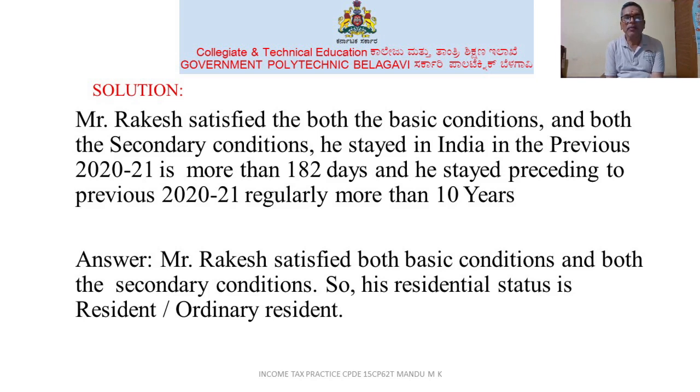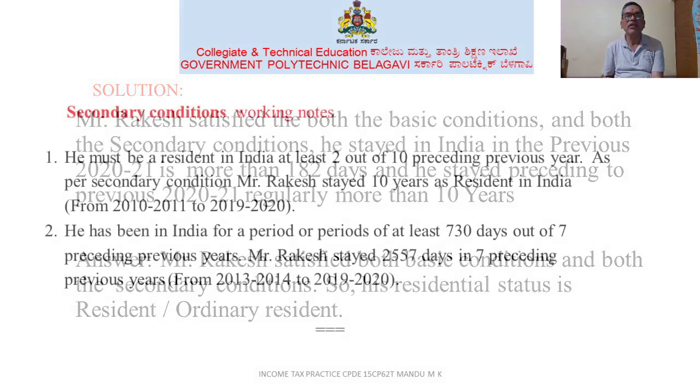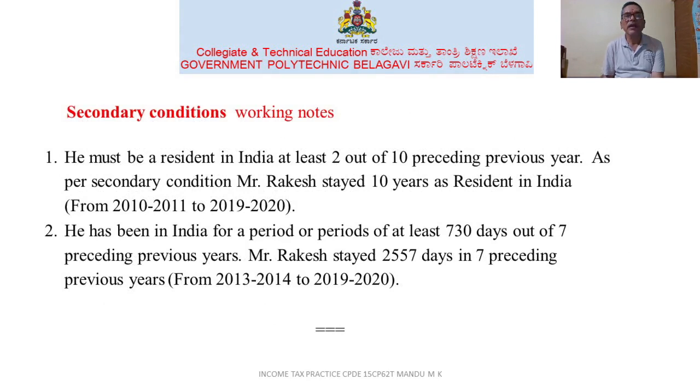Answer: Mr. Rakesh satisfied both basic conditions and both the secondary conditions, so his residential status is resident. Now you have to see the working note. Secondary condition rule: he must be a resident in India in at least 2 out of 10 preceding previous years.